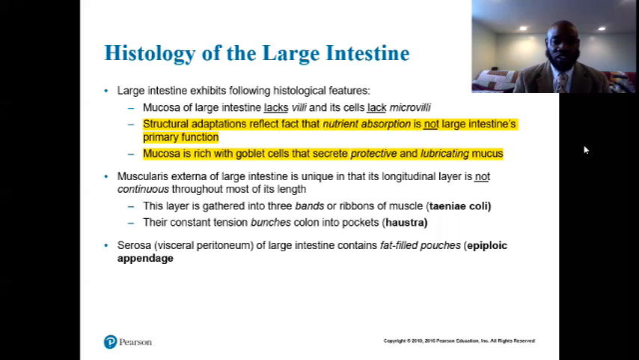The muscularis externa of the large intestines is unique. The longitudinal layer is not continuous throughout most of its length. It's gathered into 3 bands of ribbons of muscle. They're in constant tension, bunching the colon into pockets. So you have these 3 bands. That's how they're gathered. The musculature is a little bit different in the large intestines. The serosa, the visceral peritoneum, the outer surface of the large intestines, contains fat-filled pouches.